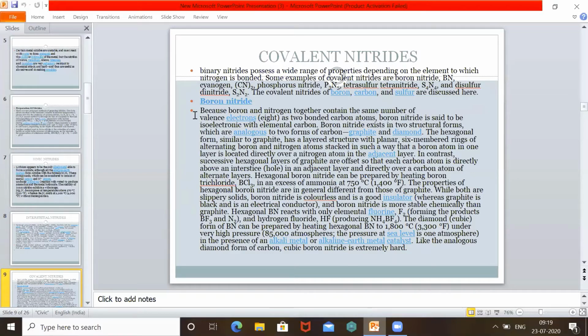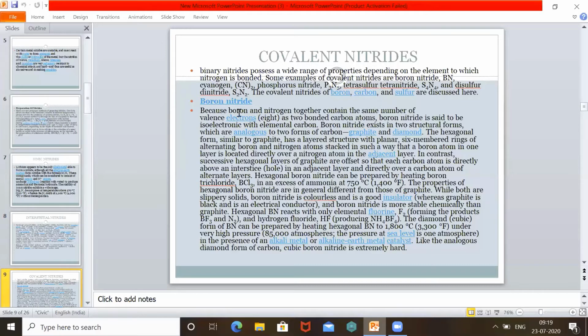Boron and nitrogen together contain the same number of valence electrons as carbon. Boron is 1s2, 2s2, 2p1. Nitrogen is 2s2, 2p3. The number of valence electrons is 8, of which 2 are bonded. Boron nitride is said to be isoelectronic with elemental carbon. Boron carbide and boron nitride have similar electronic structure.